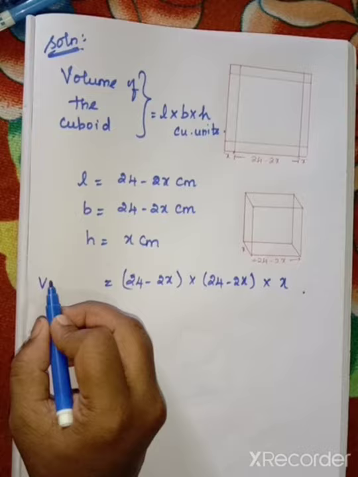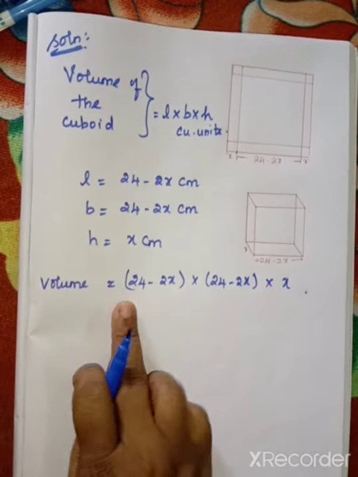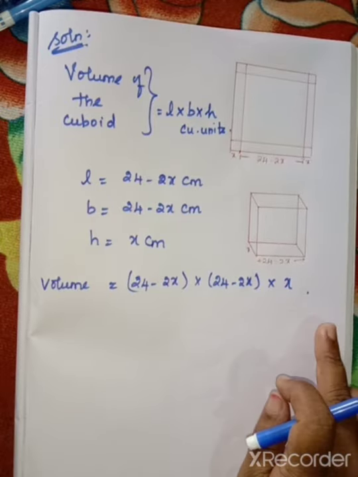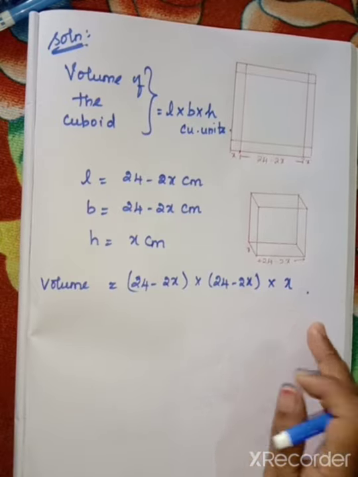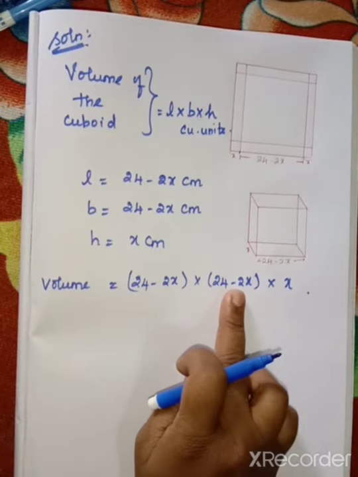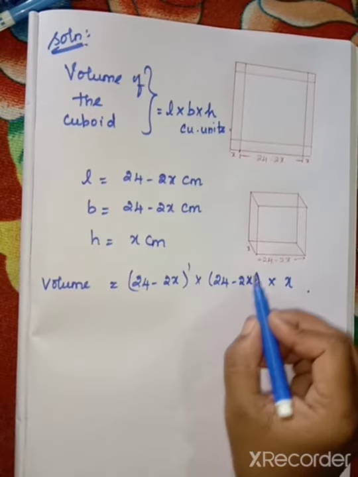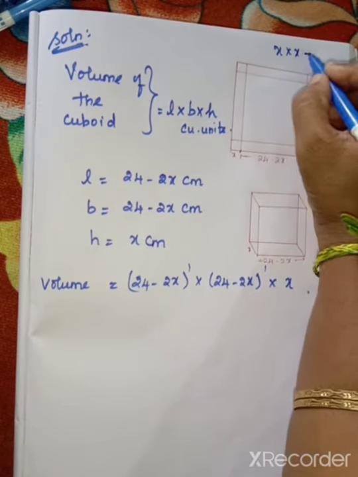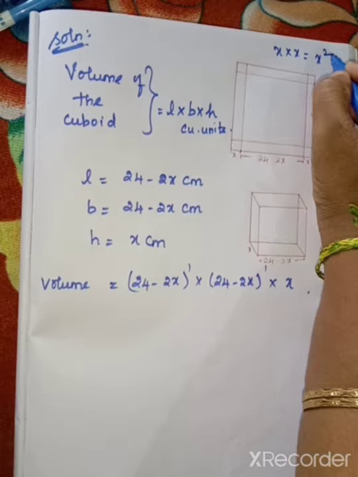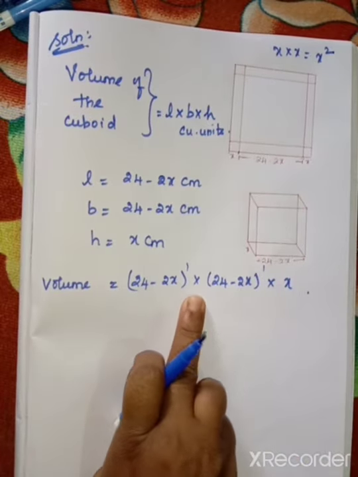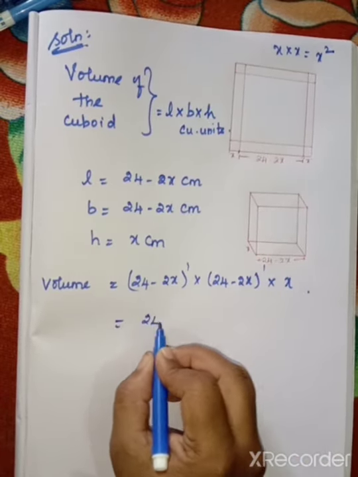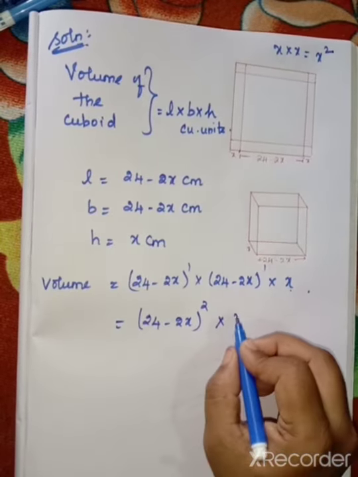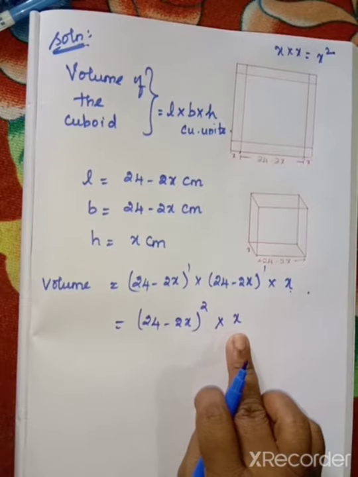So here volume equal to, if we have to multiply, you know that, binomial multiplication and also trinomial multiplication. See that here both are same. So here we have the power is 1. Here also we have the power is 1. Suppose x into x, we have to say x squared. Here also in between they have the multiplication. So just 24 minus 2x the whole squared into x. Here x is there, so you have to write x.